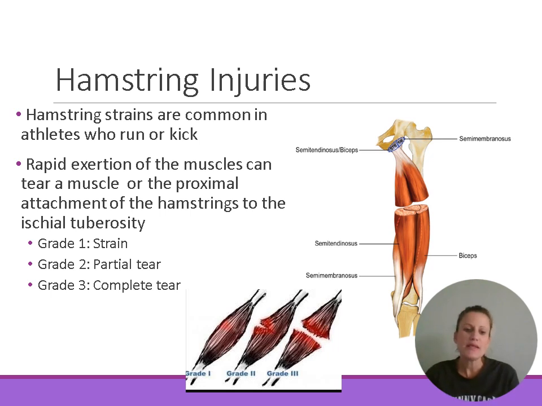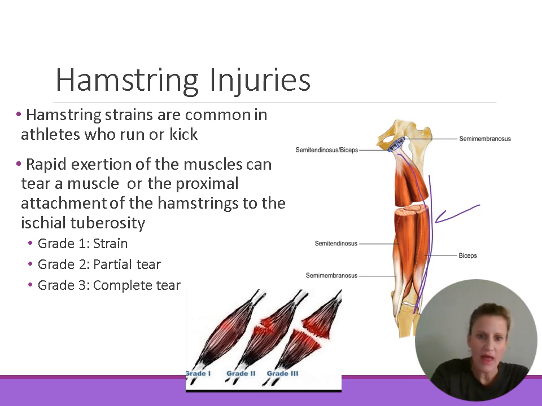So here we see the three different levels of hamstring injuries. First, let's review what we're talking about here. The hamstrings, remember, are the muscles in the posterior compartment of the thigh. At the back of the thigh, we can see here the biceps femoris coming laterally. And then medially, we have the semitendinosus on top and the semimembranosus underneath.